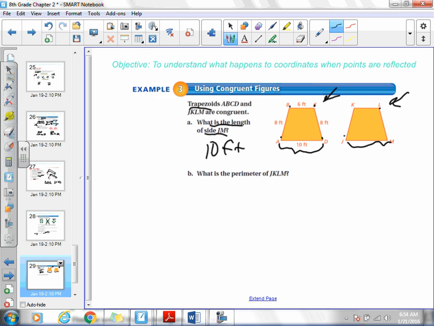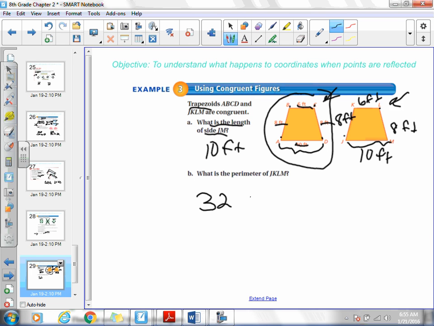What is the perimeter of JKLM? There are a few ways we could do this. We could transfer all our labels from ABCD to JKLM and say, oh, this is 10 feet, this is 8 feet, this is 6 feet, and this is 8 feet. Or we could have just added them up on this one and said, okay, we know the perimeter will be exactly the same because all the side lengths are the same. So you do your adding here, got your 16, your 26, with another 6 feet will give us 32 feet.